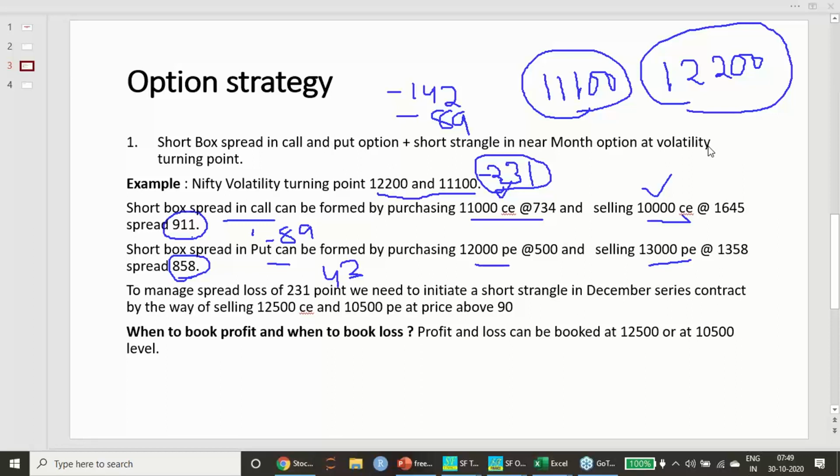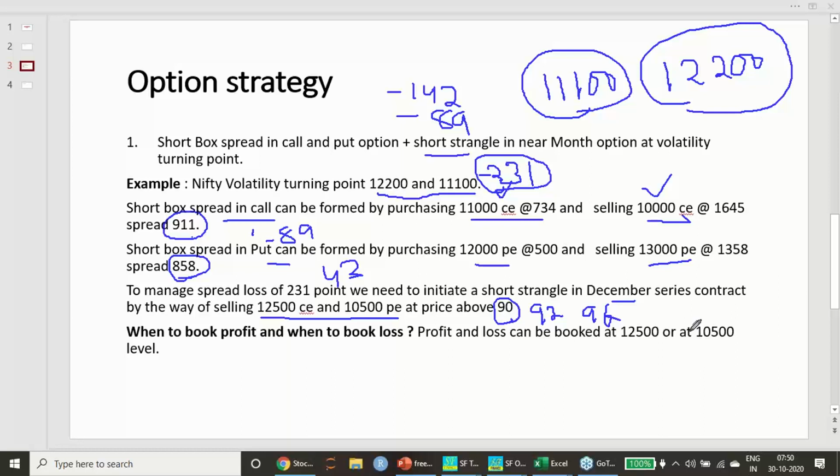So now what we need to do? We need to manage this 231. So how are we going to manage? One short strangle in the near month, means we are going to sell 12,500 call and 10,500 put of the December month, which is almost above 90, means here call trades at 92 and put trades at 96. So near to 186 to 190 rupees premium we need to get from this.